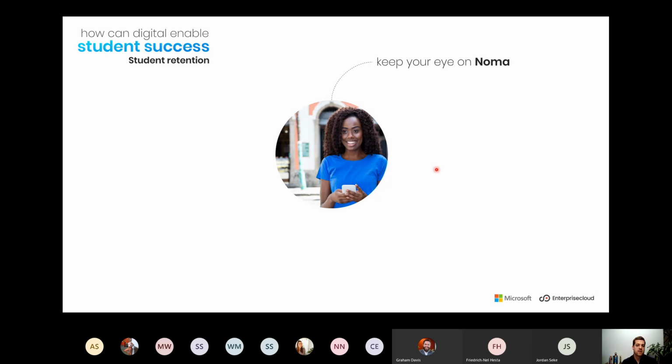We've got to keep our eyes on our students. We've got to make sure, not in a creepy way, of course, that we're collecting the right data and the right information, so that we can use that information to provide better service and a better product back to them.